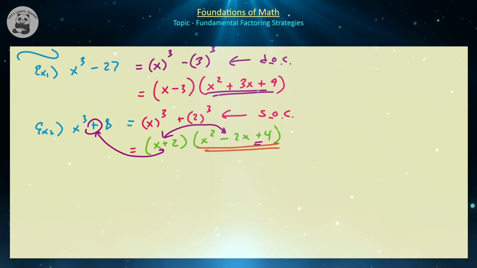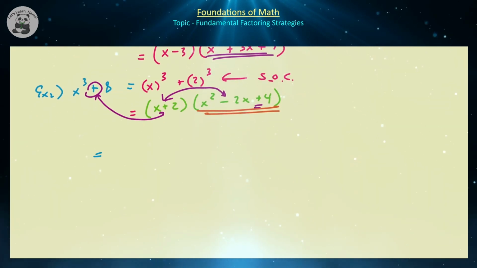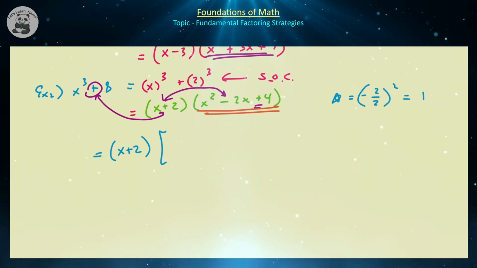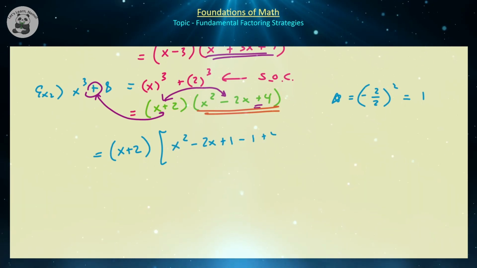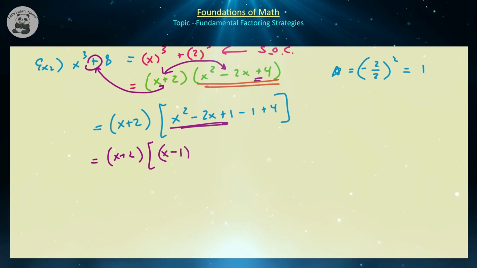Let's actually go ahead and factor this little x squared minus 2x plus 4 while we're at it, since we already know how. So that's going to be equal to what? x squared, x plus 2 times, so we're going to have some magic number, which is going to be minus 2 divided by 2, the quantity squared, which we can find to be equal to 1. So we're going to have x squared minus 2x plus 1 minus 1 plus 4. So we're going to factor that. So we're going to have x plus 2 times x minus 1 squared plus 3.